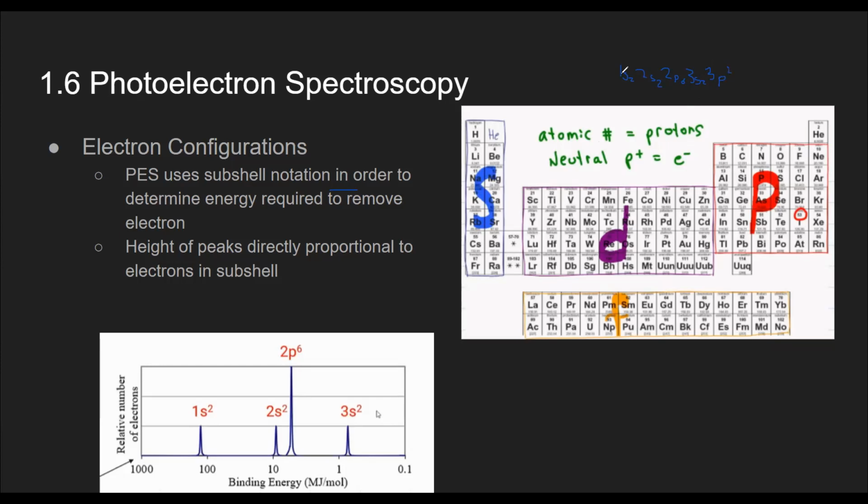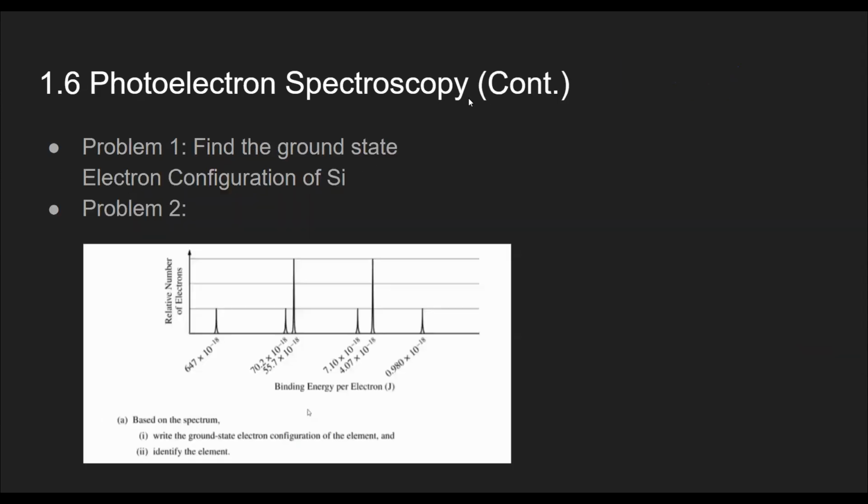So I'll just fix these up quickly. This is 2p6, 3s2, 3p2. So that's the ground state electron configuration of silicon. For all drawings. So let's go back to this one.